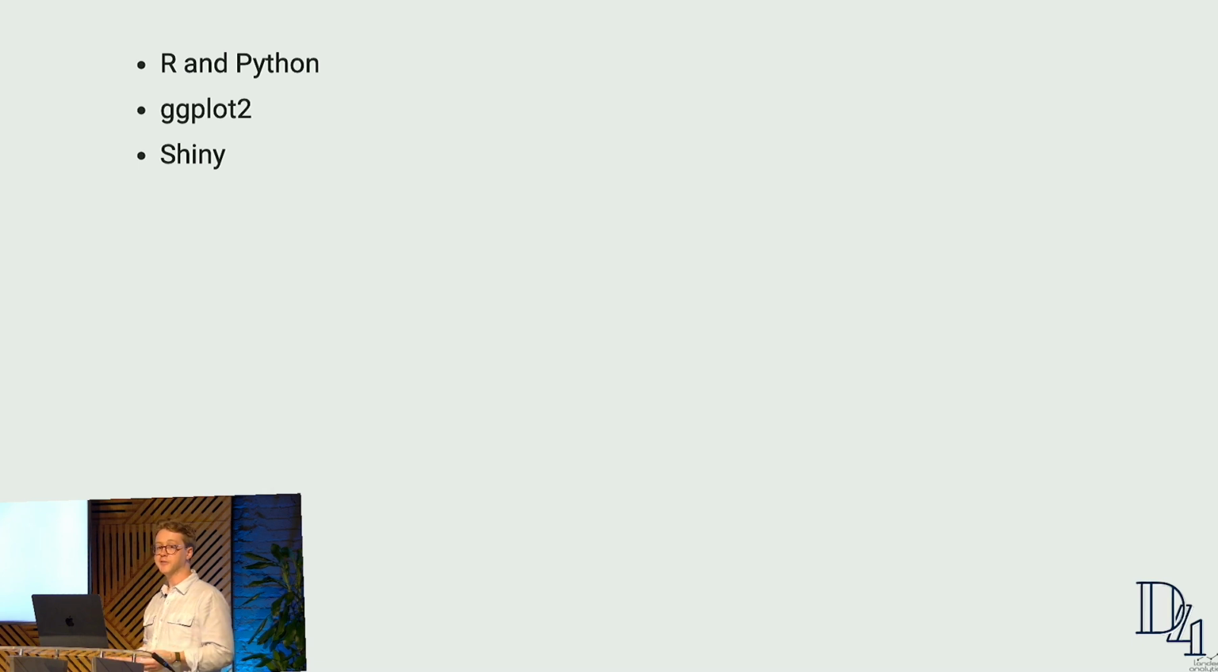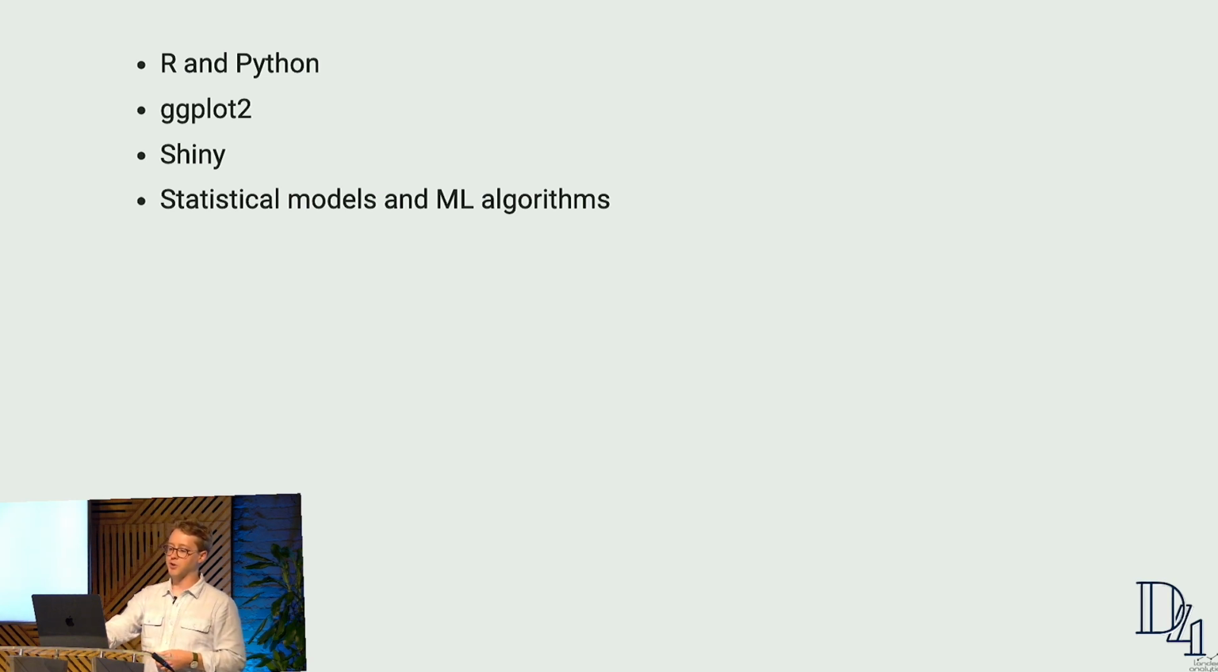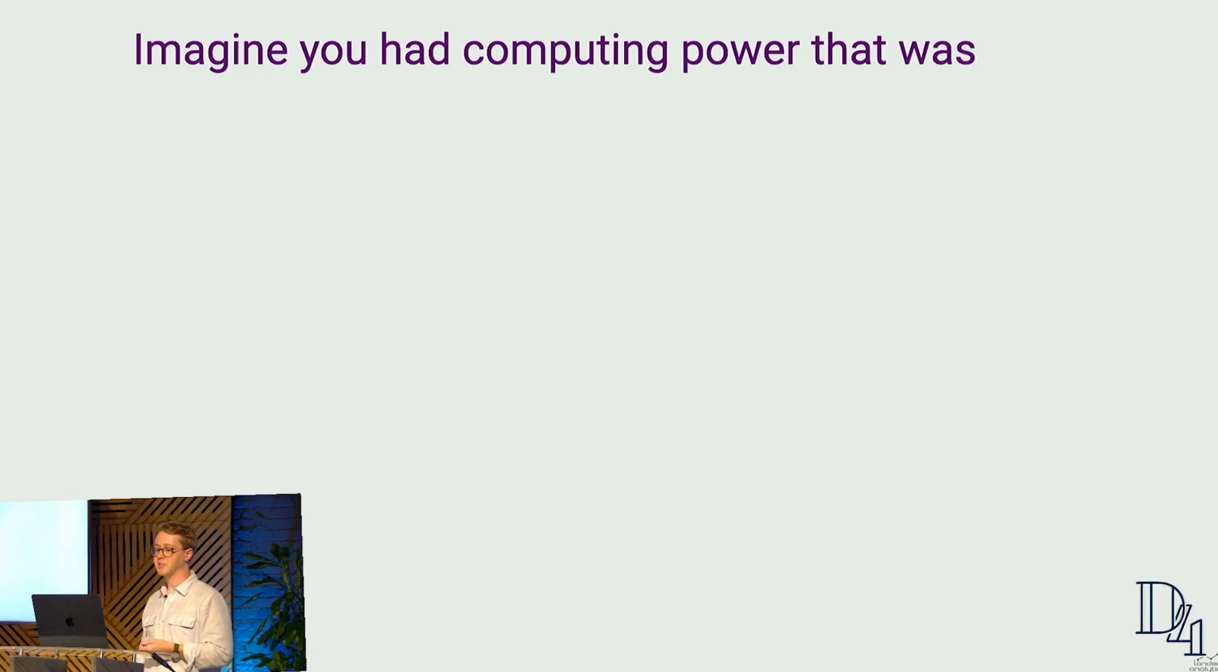And then finally, coming from a statistics background, statistics and ML, all these different algorithms that allow you to help predict and explain the world around us. But I want to add one more thing, which is GitHub Actions. So what is GitHub Actions? Well, imagine you have computing power. I like to call this the Raspberry Pi in the sky.